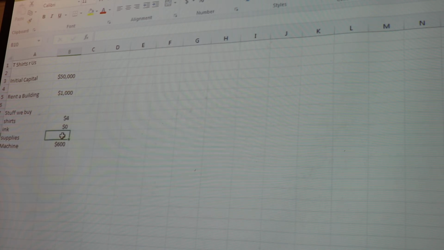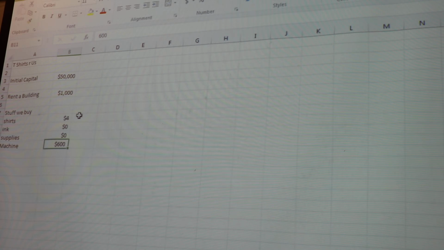WD-40 is $4. Yeah, and how often am I going to need it? So I'm going to guess on a per t-shirt basis that's also 10 cents because I feel like that's going to be high. So we'll call supplies 0.1. All right, so we now have the initial money we're going to have. We have how much our building rent's going to be. We have stuff we're going to buy, both single and ongoing.